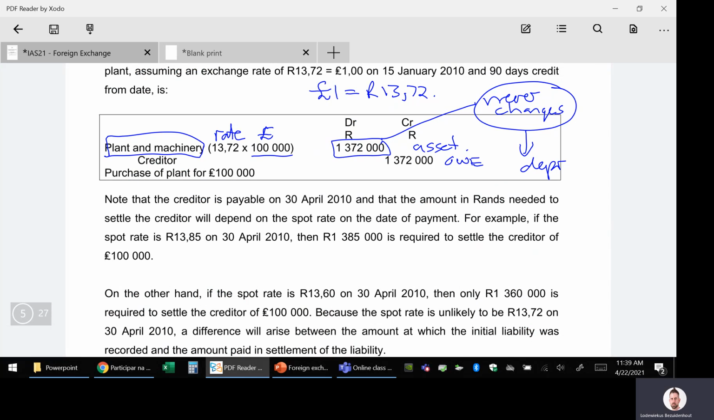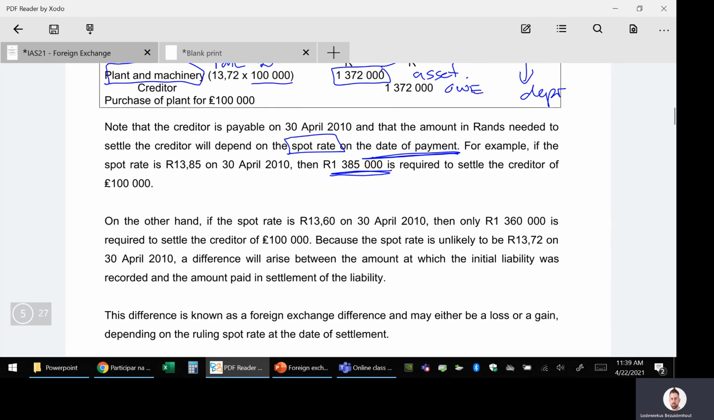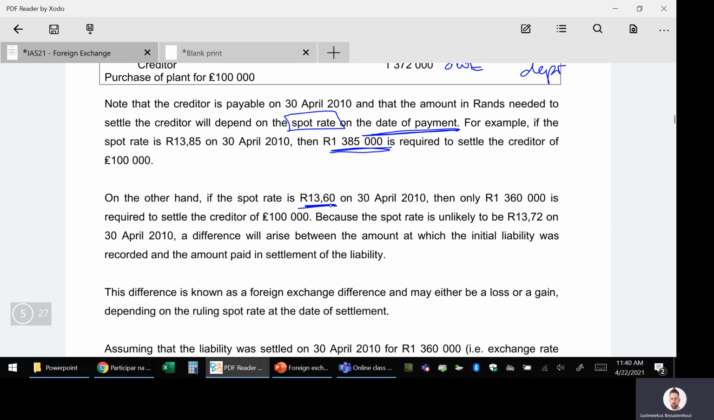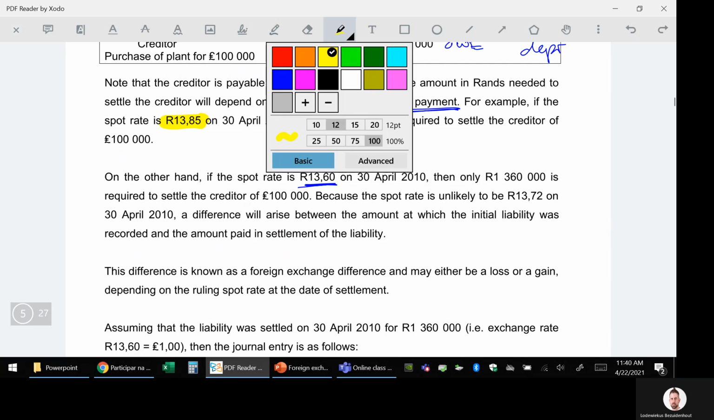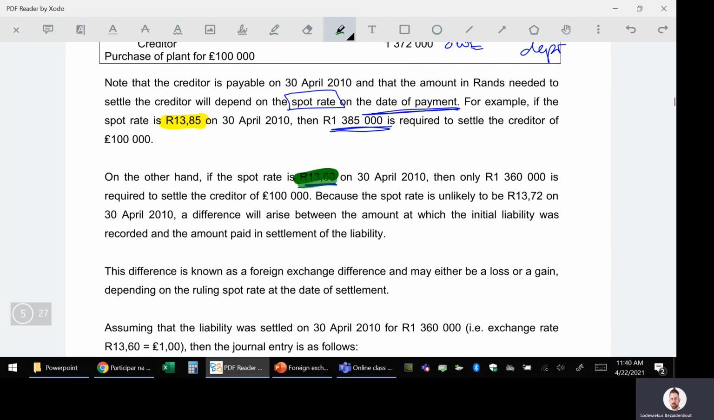So the creditor is payable on the 30th of April. An amount in rands needed to settle the creditor will depend on the spot rate on the date of payment. So if the spot rate is 13 Rand 85, then we will need 1,385,000 to settle the creditor on that date. On the other hand, if the spot rate is only 1360, so you can see there are two possible rates here. It's just for example purposes, 1385, or we can have 1360.